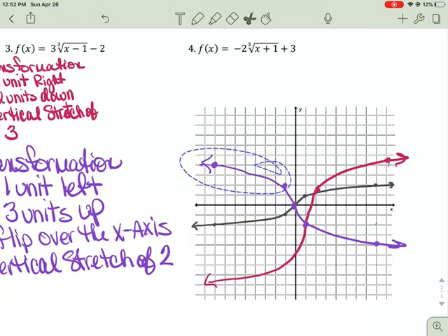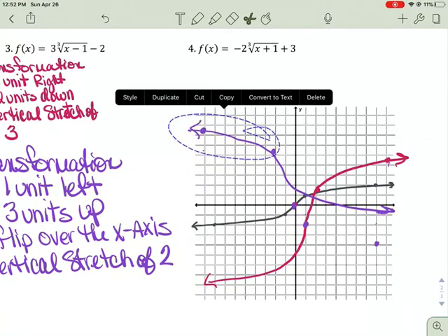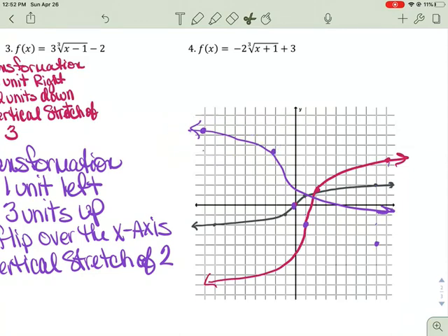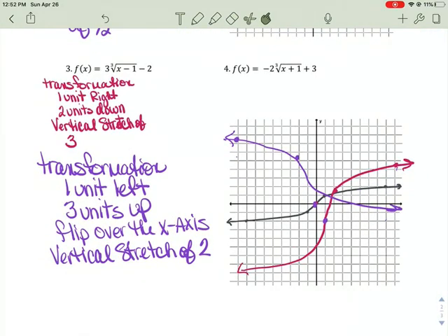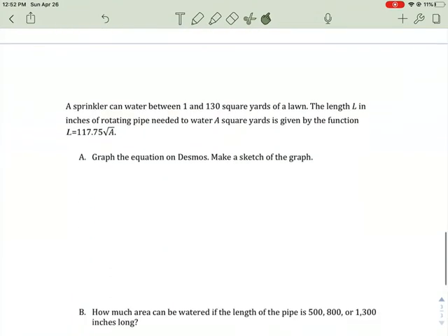So 1 unit left, and 3 units up. So the purple one is this number 4. All right, so hopefully you remember doing transformations. Again, you can check your work using Desmos.